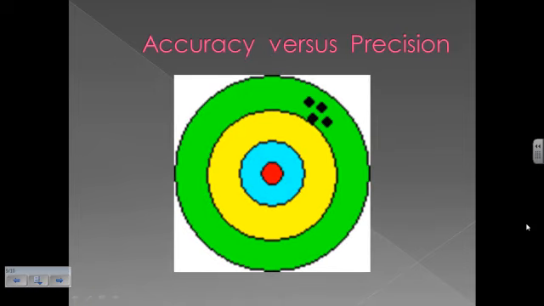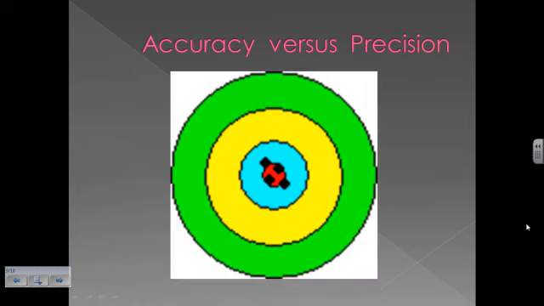In this example, the shots are precise because they're all clustered together, but they're not accurate. They're nowhere near where they should be. In this example, all 4 shots are now both precise and accurate. They're in a cluster together and they're on the bullseye.